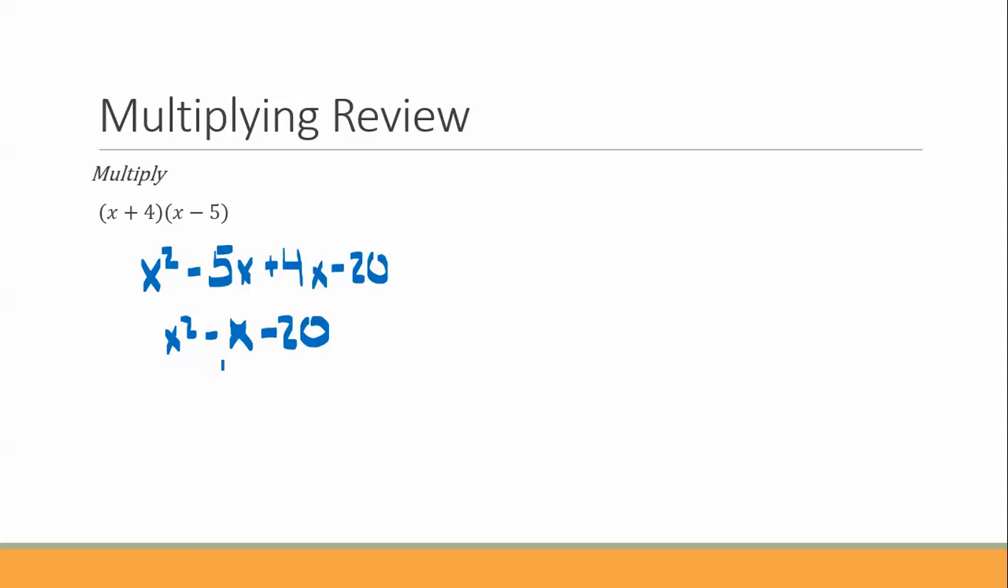Looking at x squared minus x minus 20, the two things that multiply to get that are x plus 4 times x minus 5. Remember, if it's in parentheses, it's one number. So there's two numbers that multiply together to get x squared minus x minus 20. Therefore, x squared minus x minus 20 factors into x plus 4 times x minus 5.